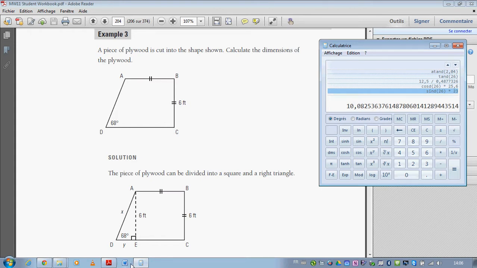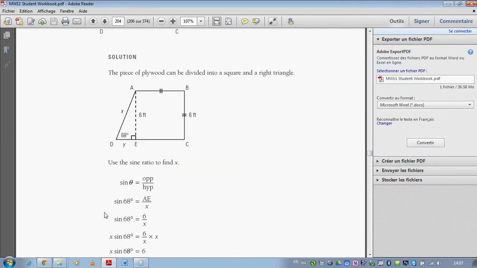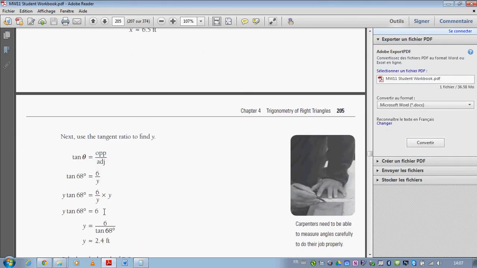So let's figure out the length of y first. I've got the angle, I've got the opposite side, and y is the adjacent side. So opposite and adjacent, that's my tangent ratio. So tangent of 68 is equal to 6 divided by y. Okay, so here we go. Tangent of 68 is equal to 6 divided by y.